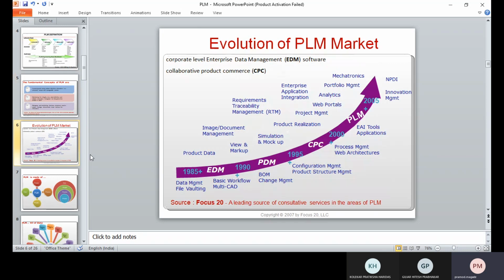After that, how it evolved, how PLM was generated. So before that, we'll have to see EDM. In 1985, the EDM process was there. It means corporate level enterprise, I have mentioned over here. See, corporate level enterprise data management system. So it means, as I told you, the data can be managed in a booklet, and through that booklet it can be saved every time and cross checked.